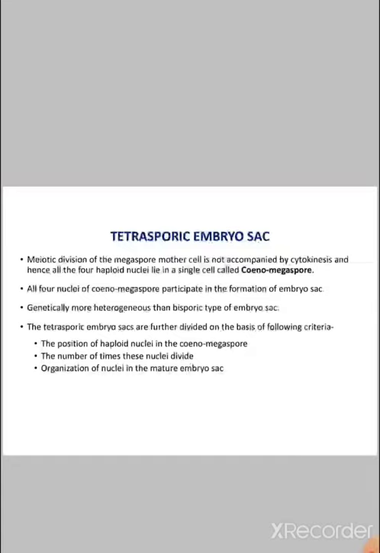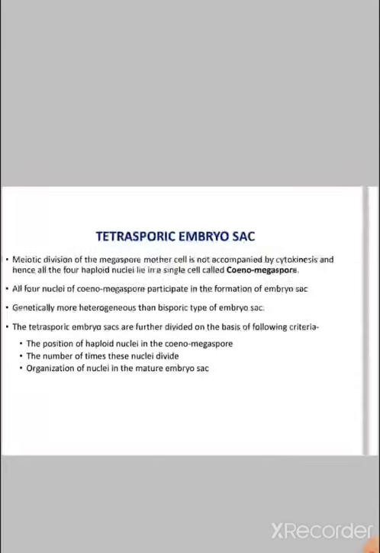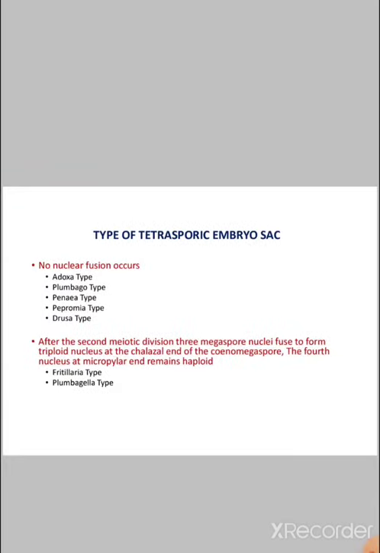The first is the position of haploid nuclei in the coenomegaspore, the number of times these nuclei divide, and the organization of nuclei in the mature embryo sac. Types of tetrasporic embryo sac are divided in two categories. Where no nuclear fusion occurs: Adoxa, Plumbago, Penaea, Peperomia and Drusa types. After the second meiotic division, 3 megaspore nuclei fuse to form a triploid nucleus. On this basis they are divided into Fritillaria type and Plumbagella types.